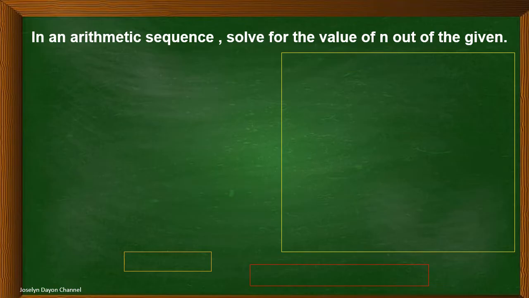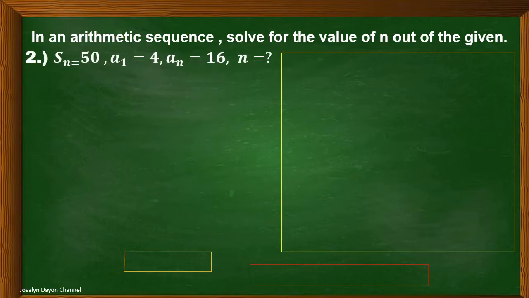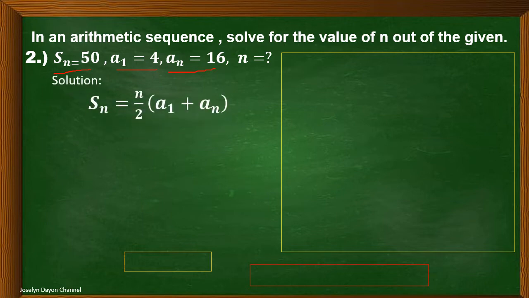Okay, same example with the first example. The unknown is n, given S sub n is 50, a sub 1, or the first term, is 4, and the last term is 16. We have to use again the formula where a sub n is given. Write the formula, substitute. So we have 50 is equal to n over 2, our first term is 4, our last term is 16.